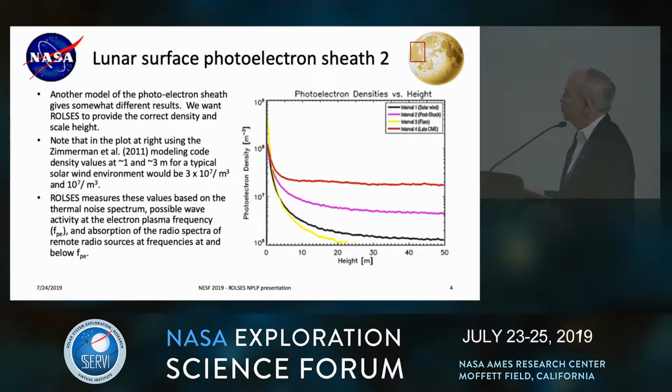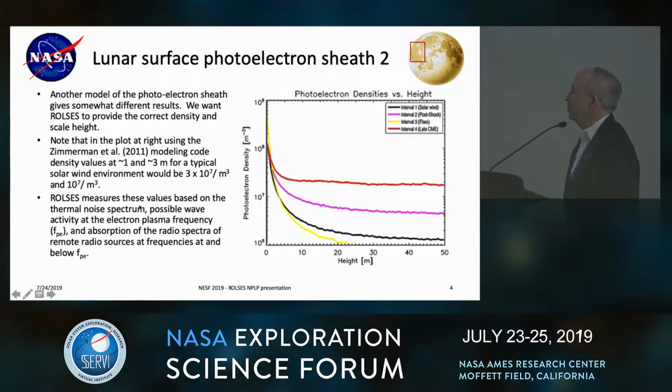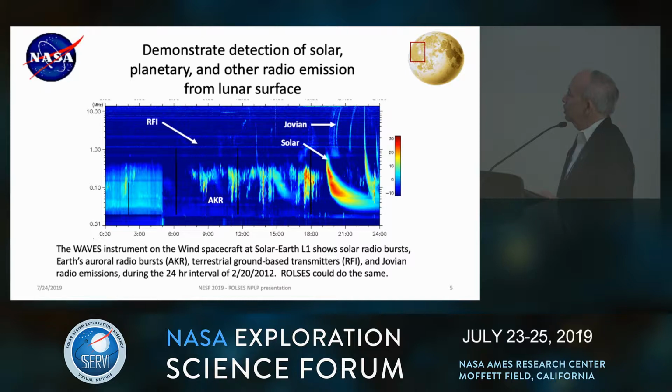So ROLSES wants to measure these values, just based on the thermal noise spectrum, possibly on wave activity at the electron plasma frequency, and by absorption of the radio spectra of remote radio sources at frequencies at and below the electron plasma frequency. So other things that we will see from the lunar surface are radio sources elsewhere.